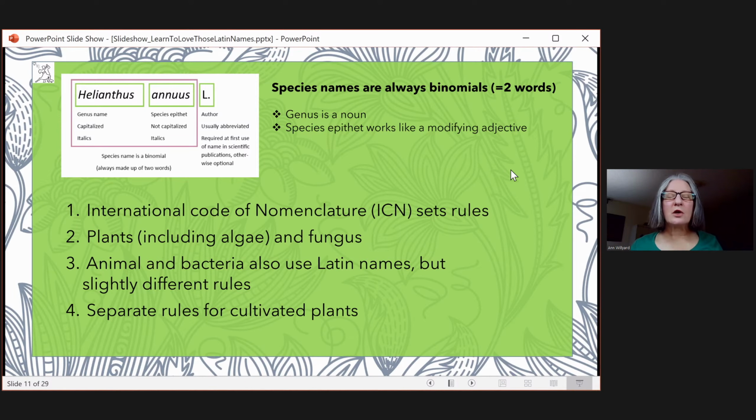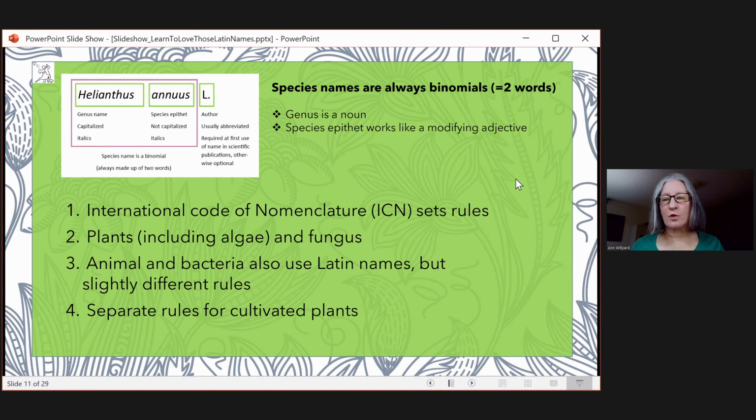Now, the International Code of Nomenclature doesn't decide which is the right species name. All it does is set a list of rules. For example, in the genus Helianthus, the epithet has to agree in gender and number, so masculine, feminine, singular, or plural, with the genus. And so they have a list of rules that say that things like it must agree with this.